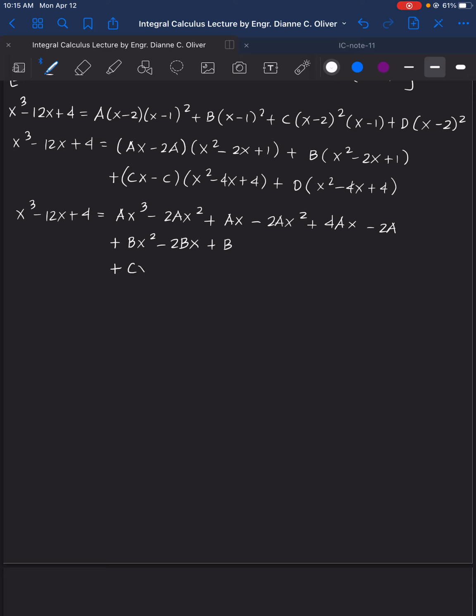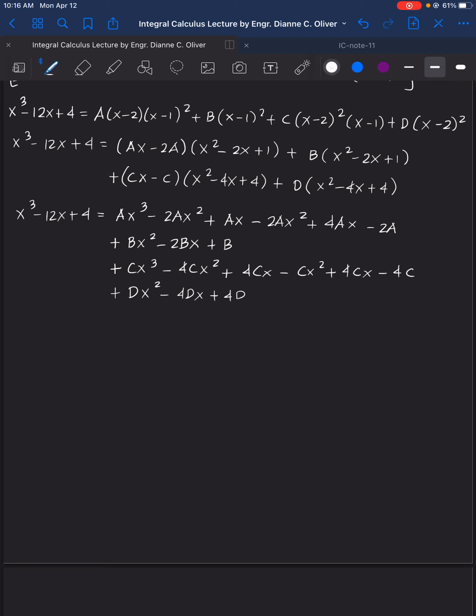Let's go to c. Plus cx raised to 3 minus 4cx squared plus 4cx minus cx squared plus 4cx minus 4c. Next, we have d. Constant d. X squared minus 4dx plus 4d. Okay.